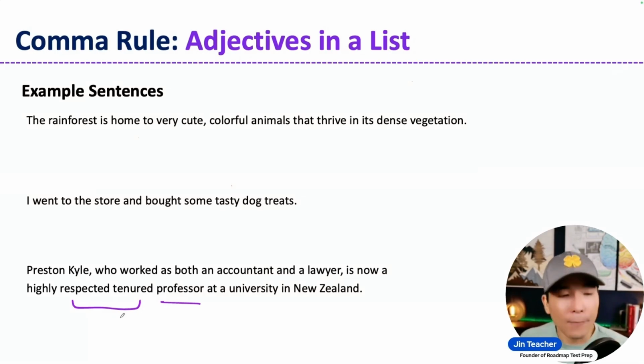If you say respected and tenured professor, a respected and tenured professor, you're going to be like, that doesn't make any sense, because it sounds like there's two different types of professors. There's one type of professor who's respected and another type of professor that's tenured. But it doesn't make sense in the sentence, because the sentence is just talking about one professor, Professor Kyle. So how can you say a respected and tenured professor? That doesn't make any sense at all.